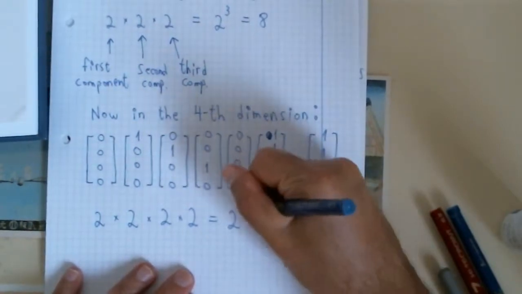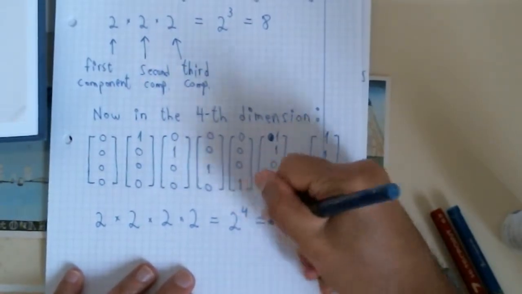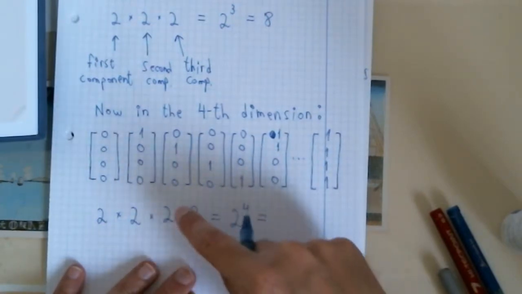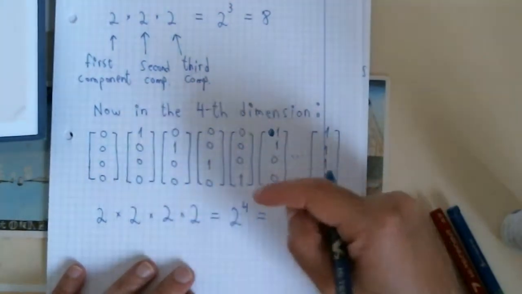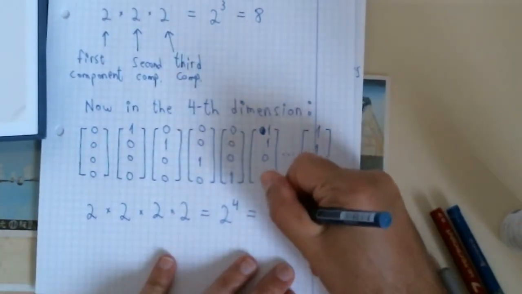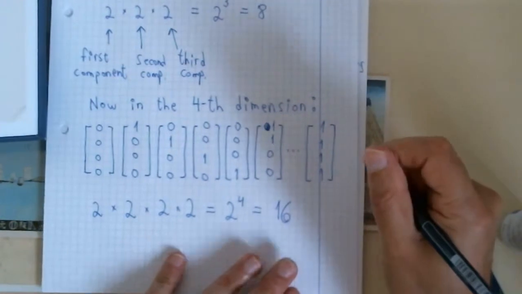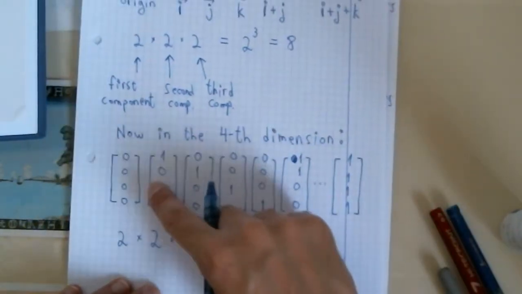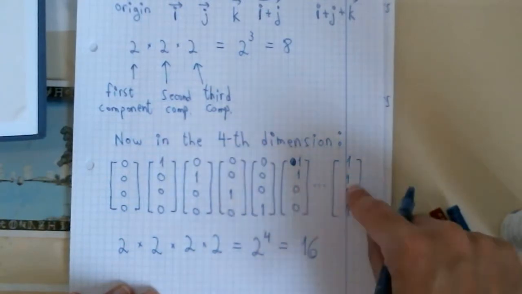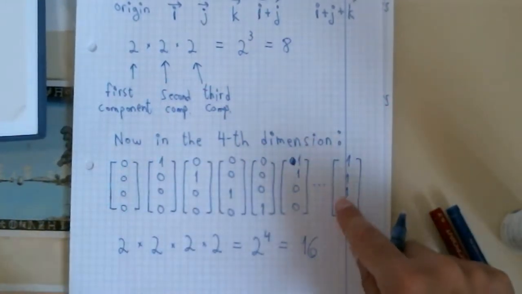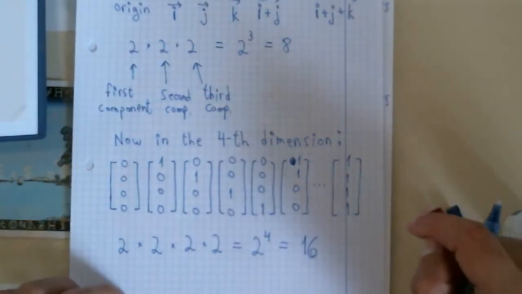2 to the power of 4, which means 2 multiplied by itself 4 times, which equals 16. Okay, so we have 16 corners. Each one of these is a corner. I couldn't write them all down, but it's 16 corners.